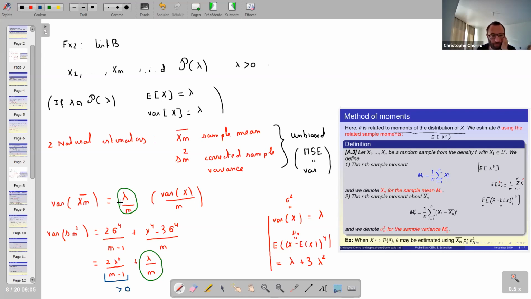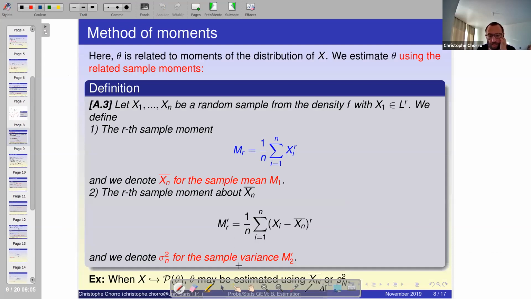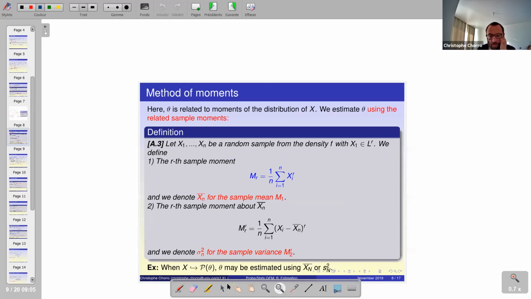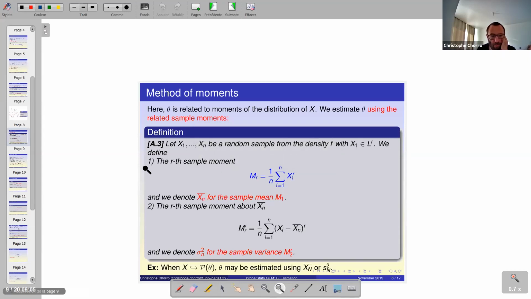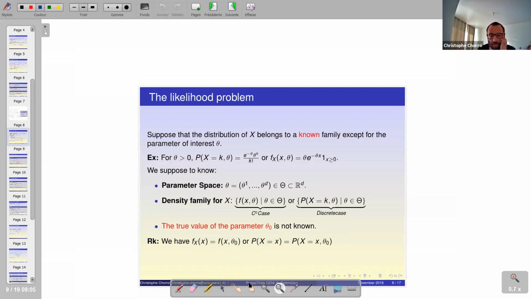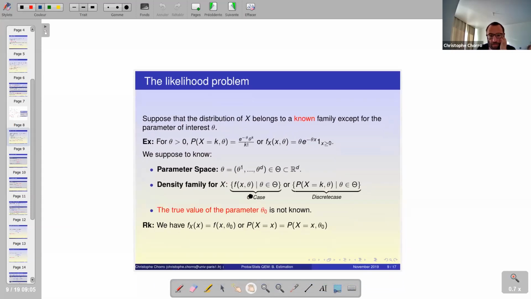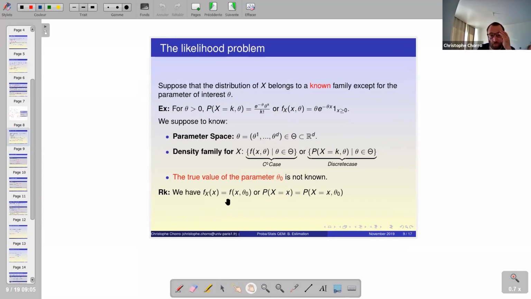So after this big introduction, let's come back to the real new part of this course, that is what we call the likelihood problem. This one I can erase because I have already said everything concerning this slide.